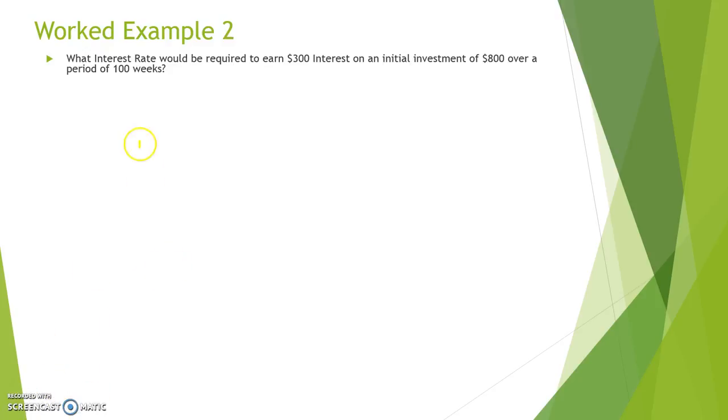Same strategy as before, highlight the information we need to know. So we want to earn $300 of interest. We invest $800 and have a period of 100 weeks. So this is actually a bit trickier. This is one of the more challenging questions that you'll be needing to answer. And we want to know what is the interest rate.